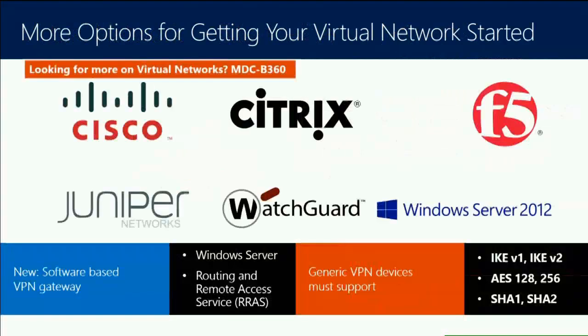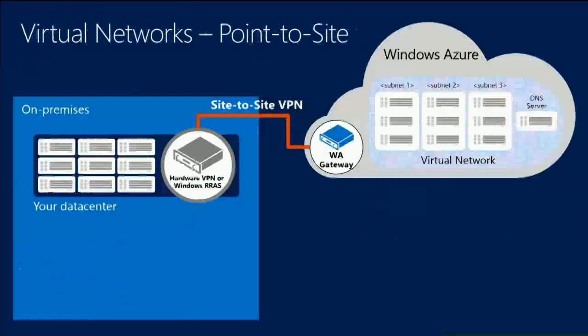And this is just a quick slide if you have previously used Windows Azure Virtual Networking, to know that we do have much more options now. So Juniper Networks, F5, Citrix, WatchGuard, Windows Server, finally. These are all now fully supported for VPN site-to-site capabilities.